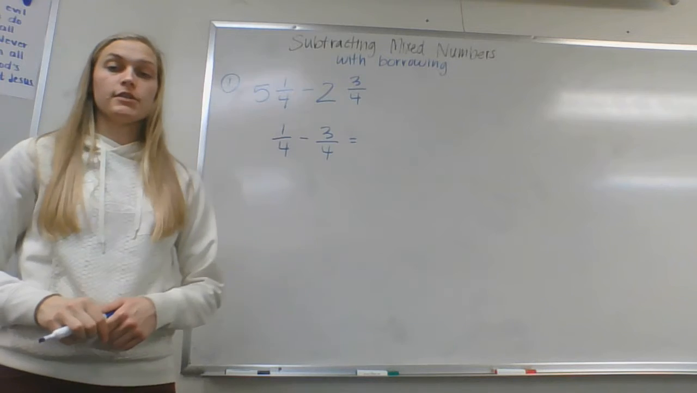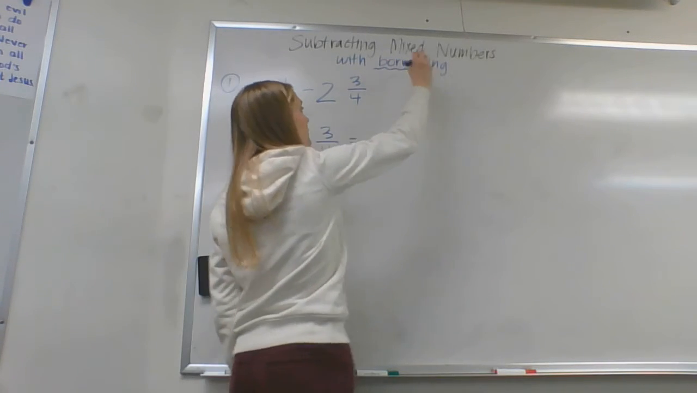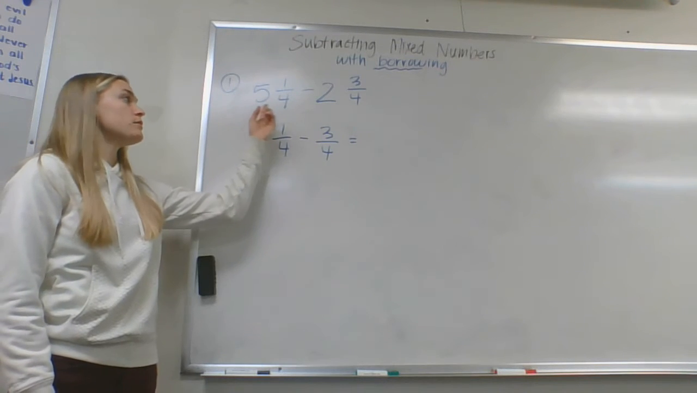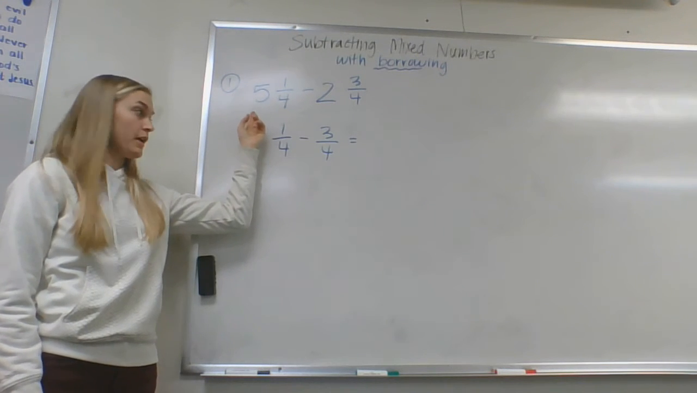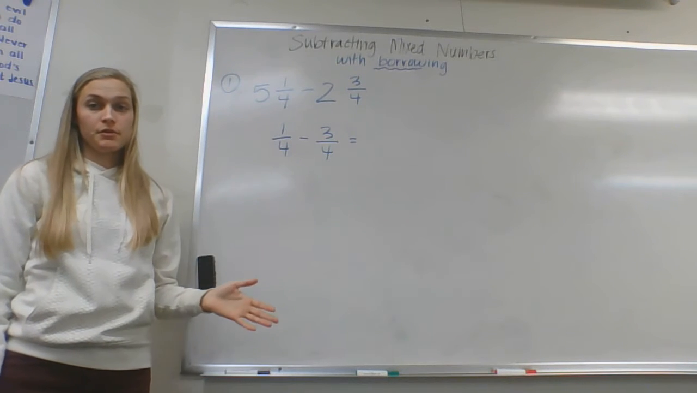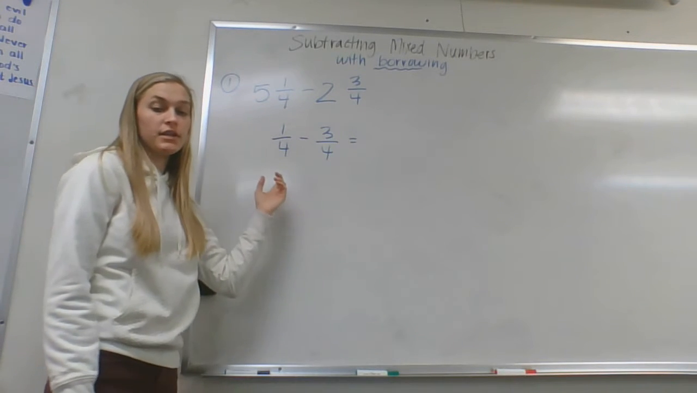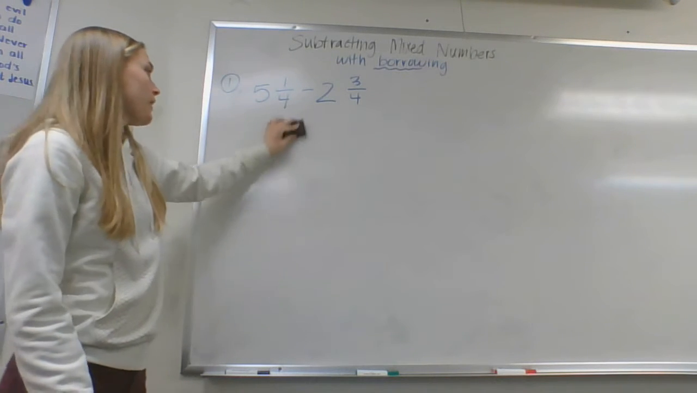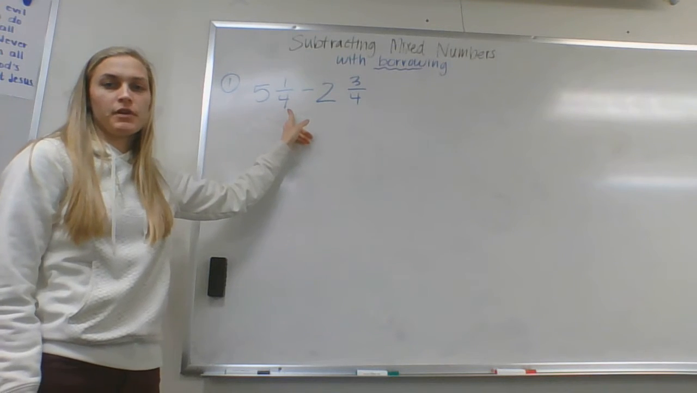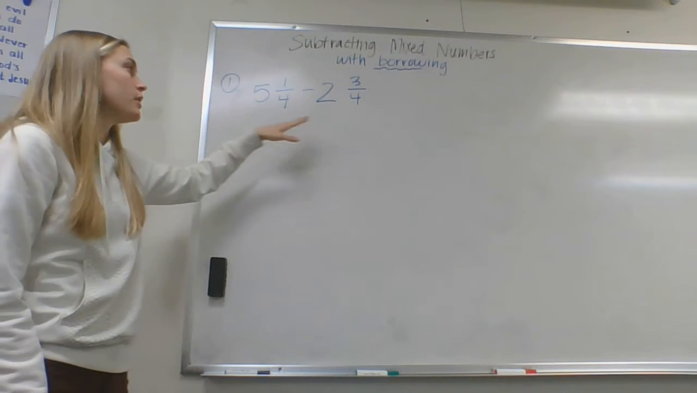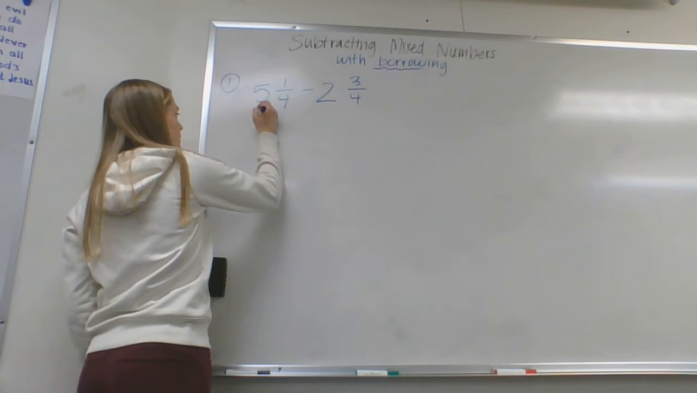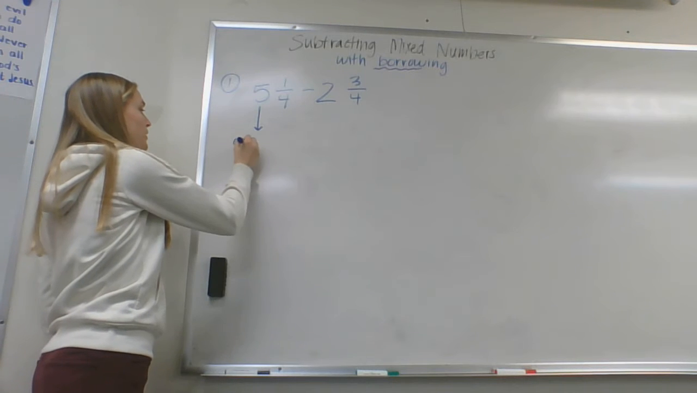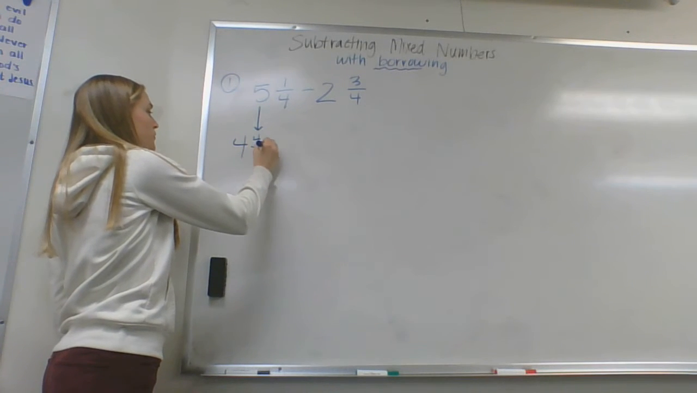So what we're going to have to do is borrow. What do we borrow from though? Well, we're going to have to borrow from the whole number. Okay? Because this 1/4 is really 5 1/4. So what we're going to have to do is rename this 5. So we have 5 1/4, but we want some more fourths over here. That way we can take away 3/4. So we're going to change this 5 to 4 4/4.